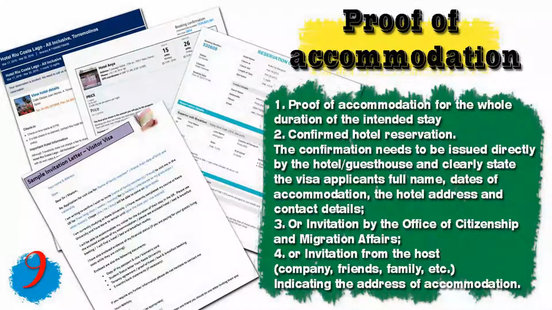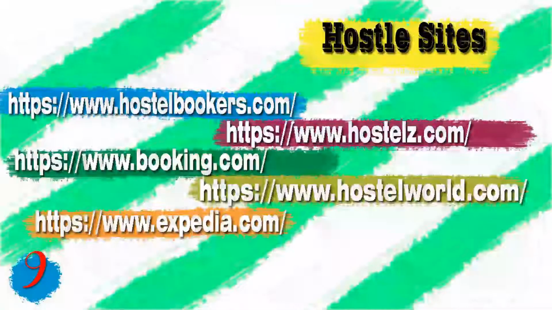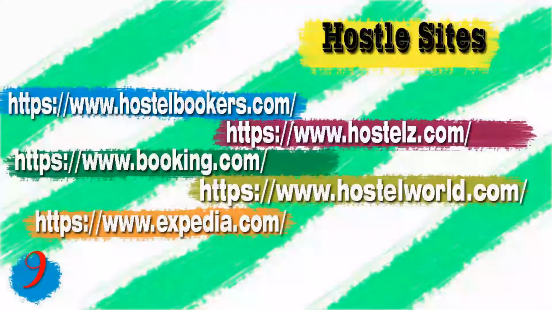In case you don't have a hotel reservation, you will need an invitation by the Office of Citizenship and Migration Affairs or an invitation from a host. The host can be a company, friends, or family, and it should indicate the address of accommodation. And those are some sites you can use to book your accommodation place.